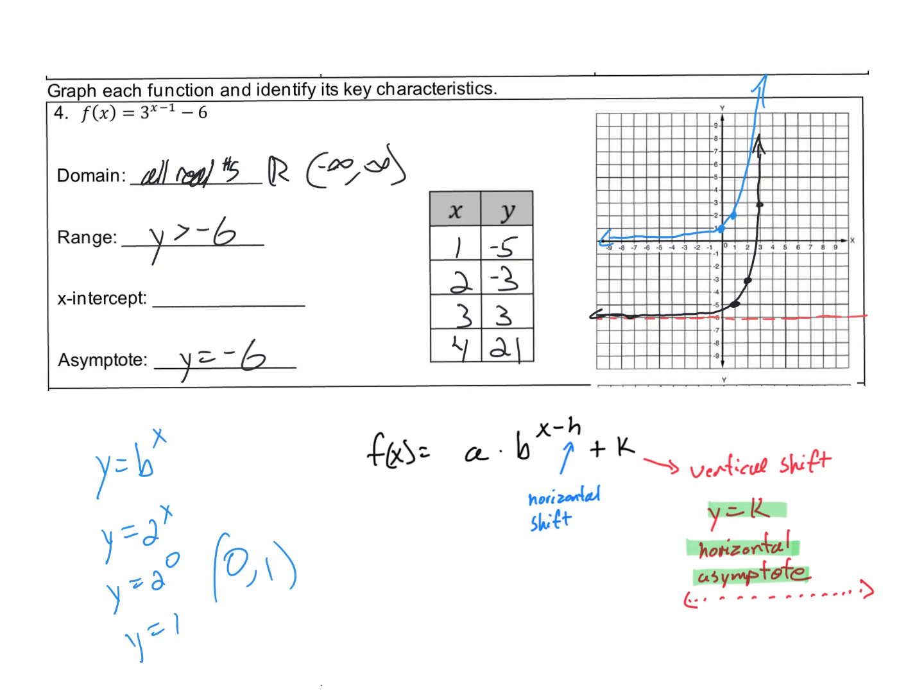The x-intercept, that's where it crosses the x-axis. Looks like it's maybe between 2 and 3 here. I'm not going to worry as much about that one, but the asymptote, we definitely need to know. We call that a horizontal asymptote, y equals negative 6. All right, that's a review of graphing the exponential function.